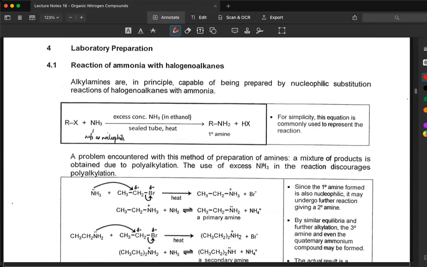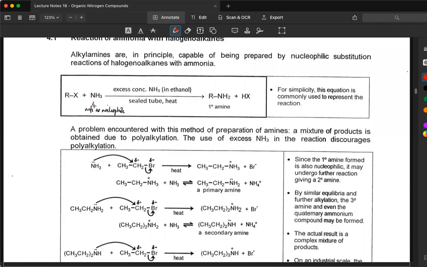Now, how do we prepare amines in the lab? Alkylamines, in practice or in principle, can be prepared by nucleophilic substitution, by reacting halogenoalkanes with ammonia. So you're going to substitute the halogen with ammonia to form the amine. For simplicity, this equation is used. We use concentrated NH3 in ethanol in a sealed tube. The NH3 acts as a nucleophile due to the lone pair of electrons.